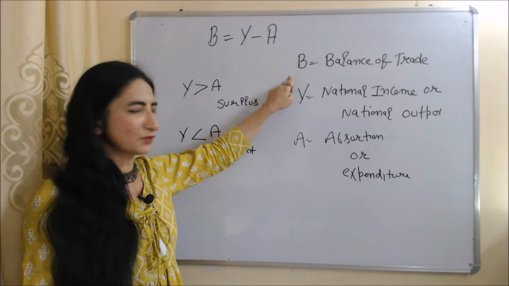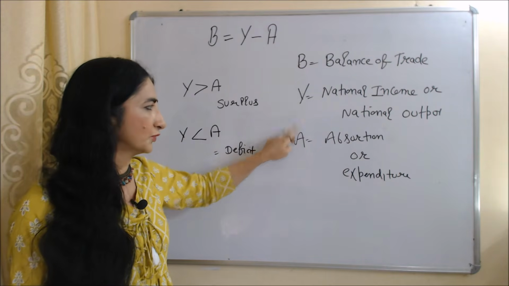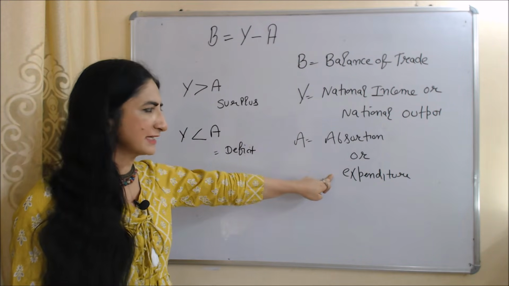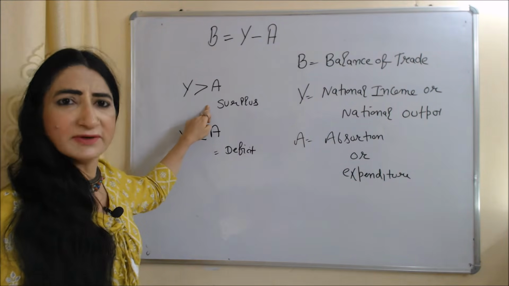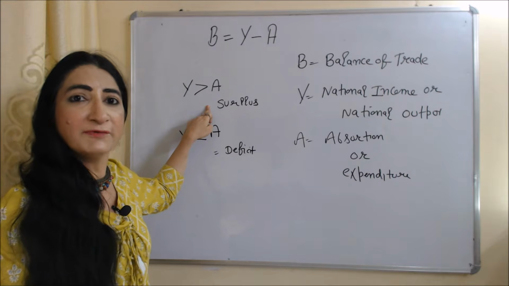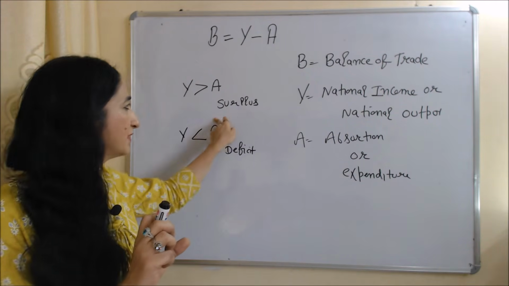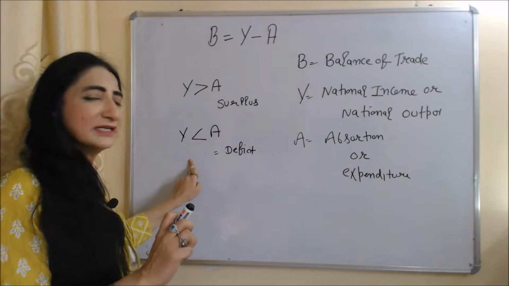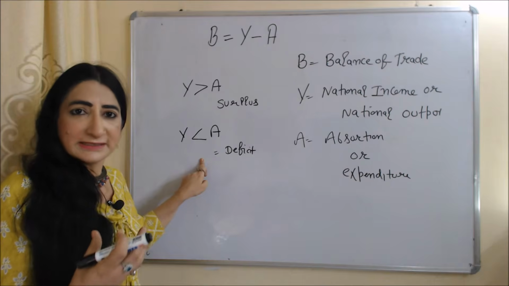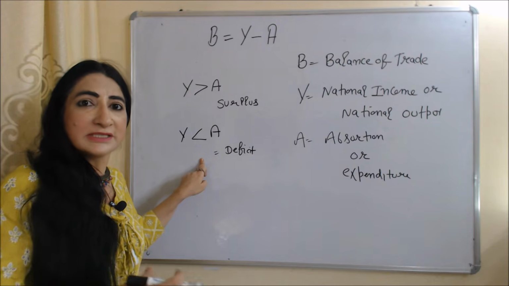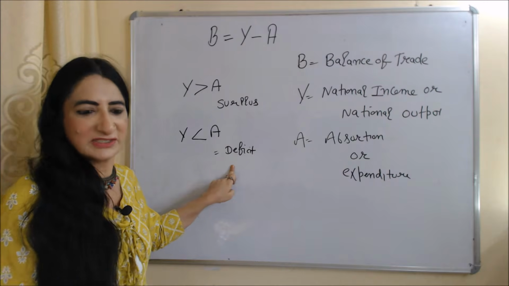Here B is balance of trade, Y is national income, or we can say that Y is national output. A is absorption, or we can say that A is our expenditure. If Y is more than our expenditure, or we can say that if our national income or output is more than absorption, then balance of payment will be in surplus. On the other hand, if Y is less than absorption, or we can say that if national income or national output is less than our expenditure, then our balance of payment will be in deficit.